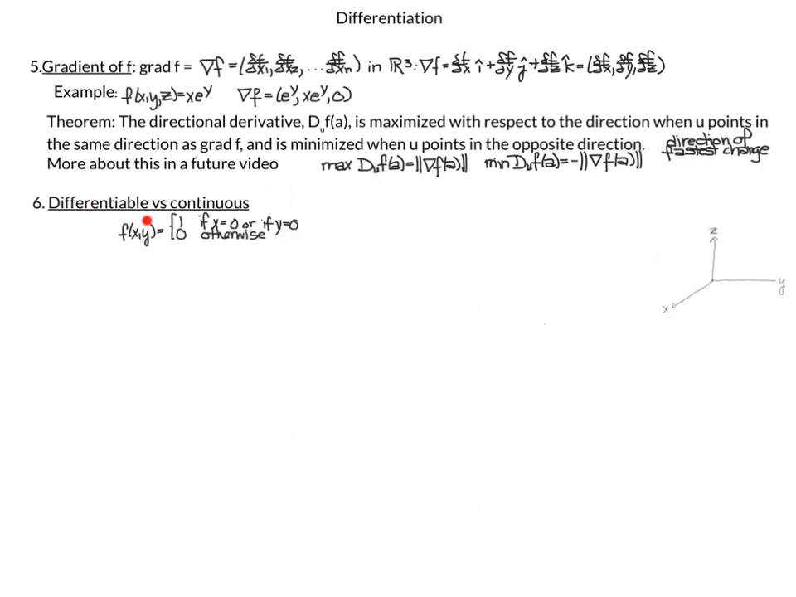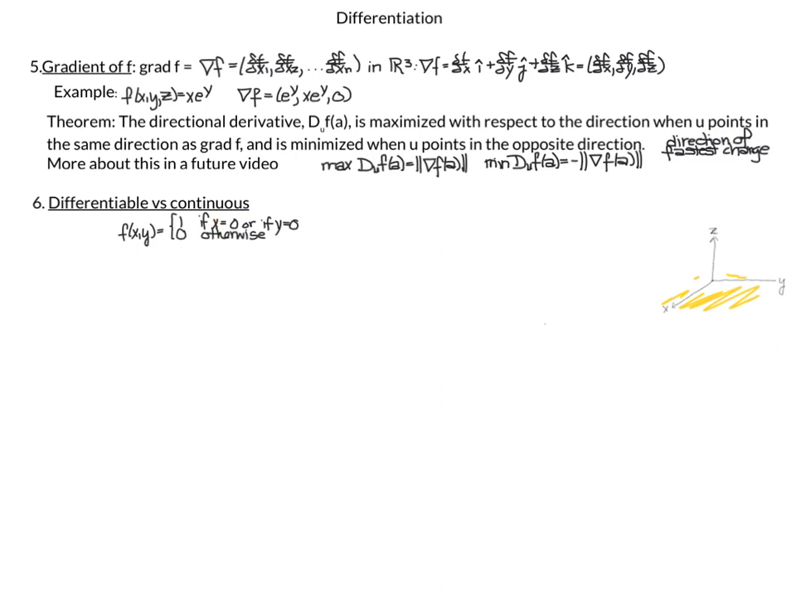Next, we will talk about differentiable versus continuous, and we're going to motivate our discussions with this example. f of x, y is equal to 1 if x equals 0 or if y equals 0, and it's equal to 0 otherwise. So in other words, everything is in the xy plane, this yellow plane here, and actually it goes forward and back. It's not just the positive xy plane, except when x is equal to 0 or y is equal to 0.